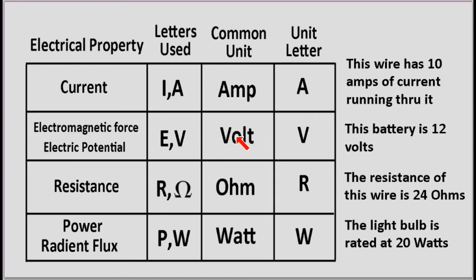So the layperson just talks about volts, and they talk about the letter V, which stands for volts. Even though volt is a unit, it's not a property. The property is electromagnetic force, which people don't use.